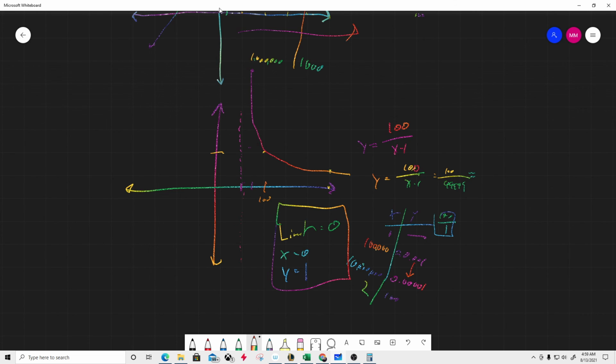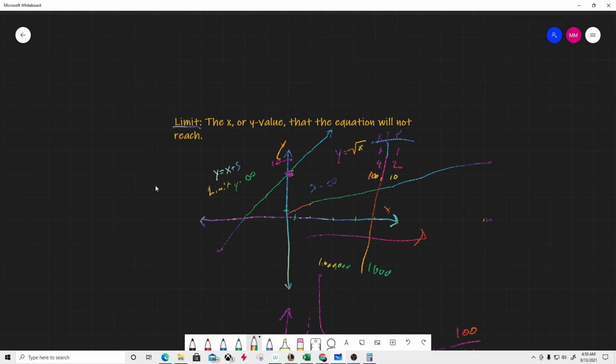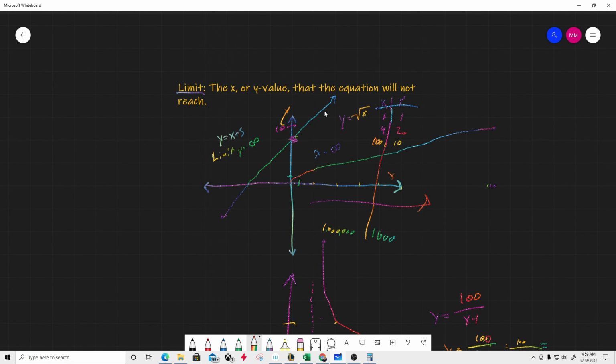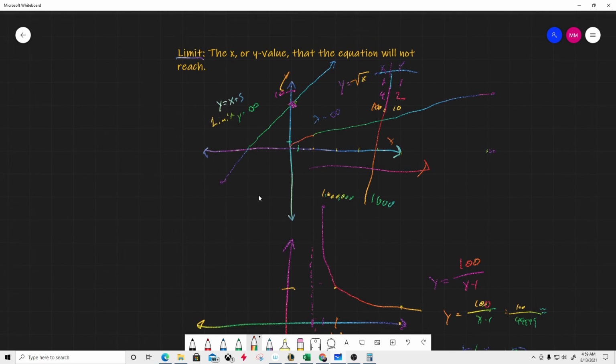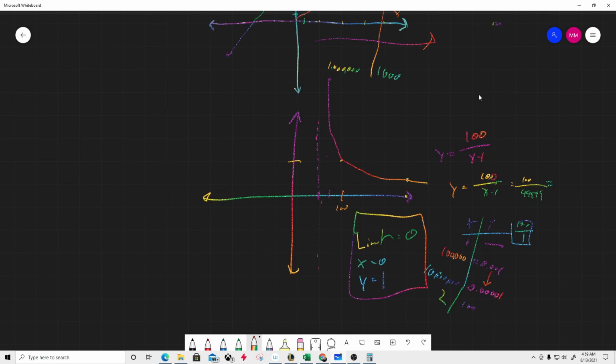So the long and short of it is, it's the x or y value that the equation will not reach. And to find it, you can either look at the graph and see how it kind of levels off, or you can just put absurd or crazy values in for x and see what you get for y, and then that'll tell you how close or far you get from it.